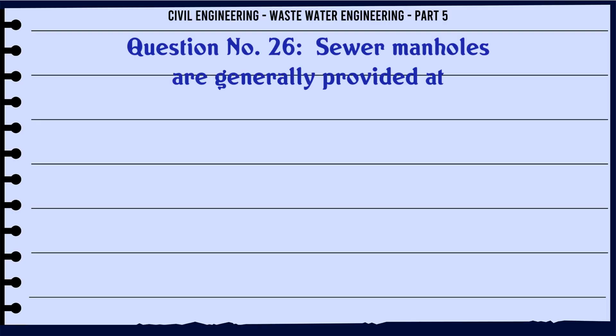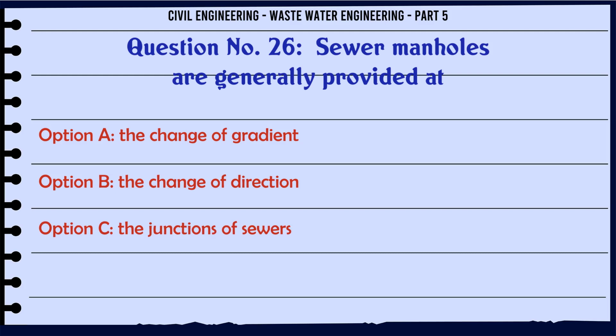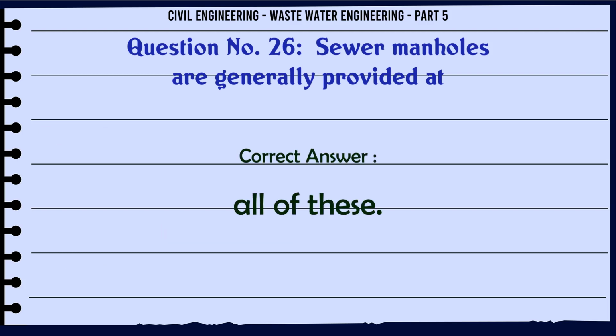Sewer manholes are generally provided at A. The change of gradient. B. The change of direction. C. The junctions of sewers. D. All of these. The correct answer is all of these.